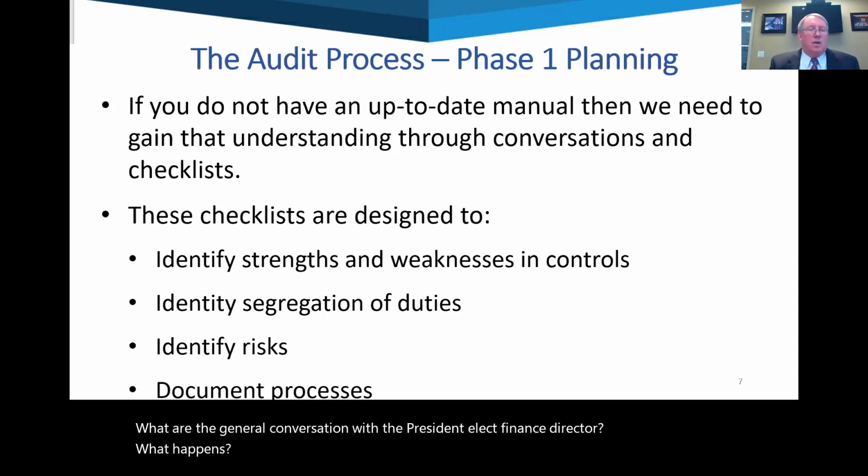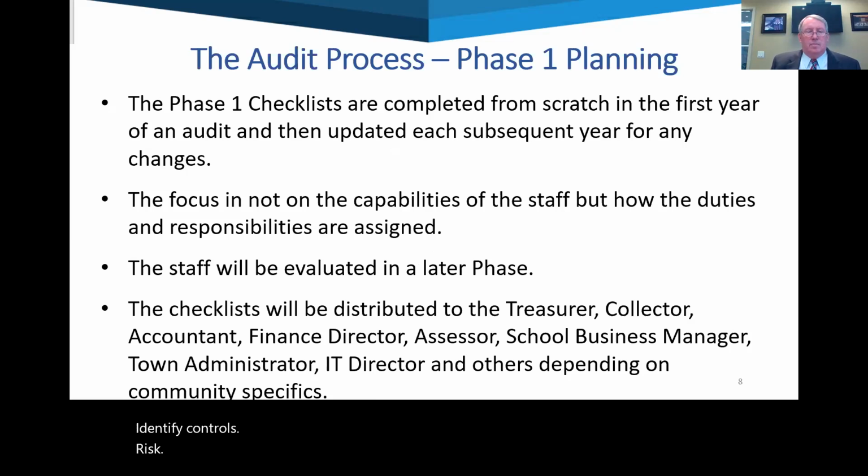And then we would pass out these checklists, and they're designed to, like I said earlier, identify strengths and weaknesses in controls, identify segregation of duties issues, identify risk, document processes. Now, the first year as we go through this, the phase 1 checklists are completed from scratch.